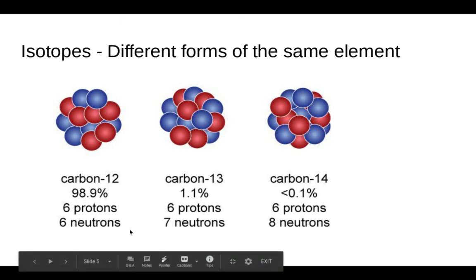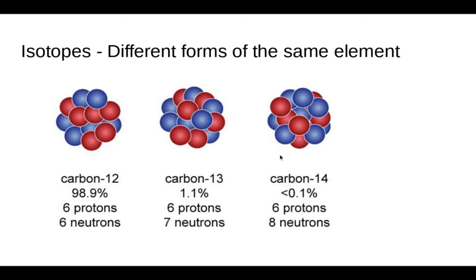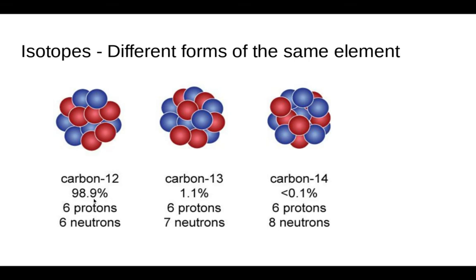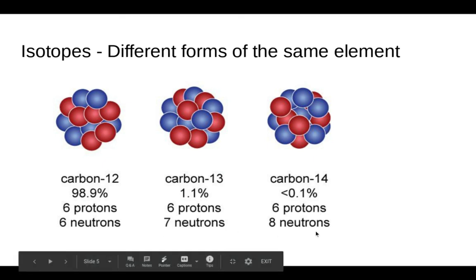So notice how in these 3 different forms of carbon, they have a different number of neutrons, 6, 7, and 8. These are called isotopes, okay? Isotopes, these are different isotopes of carbon. Carbon 12, carbon 13, carbon 14. And what makes isotopes different is the number of neutrons, okay? And as you can tell, 98.9% of all carbon is carbon 12. But there is a percentage of other forms of carbon. So 1.1% of carbon 13 and less than 0.1% of carbon 14, okay? And there'll be other forms of carbon as well, but these 3 are the most common, okay?